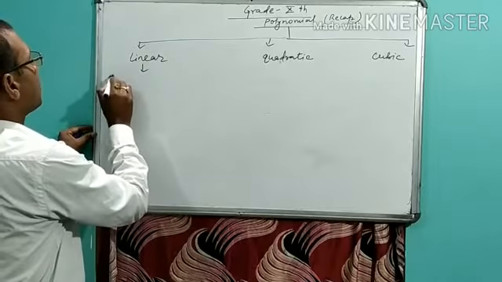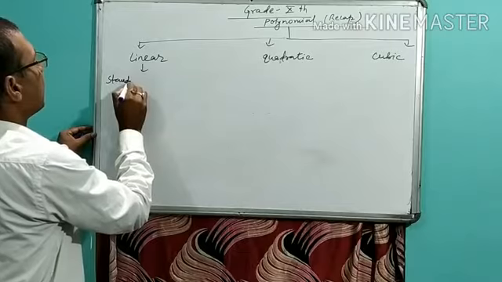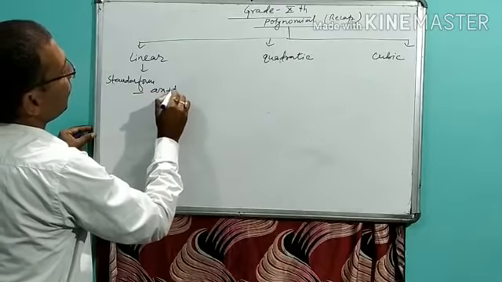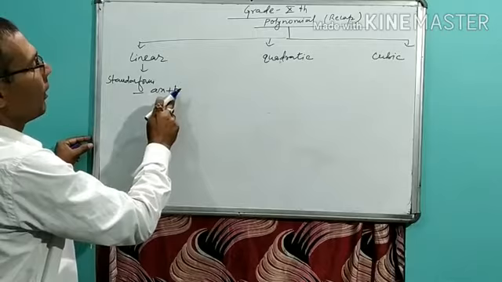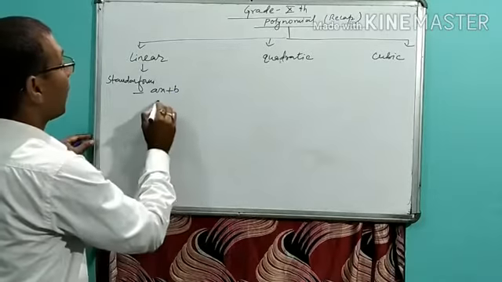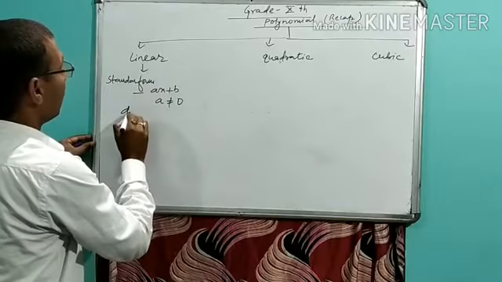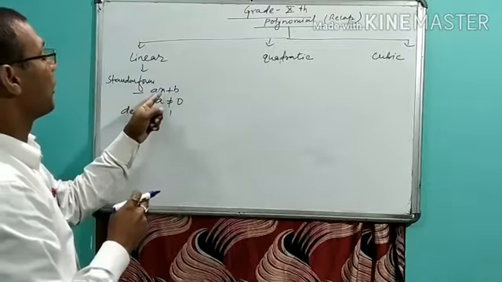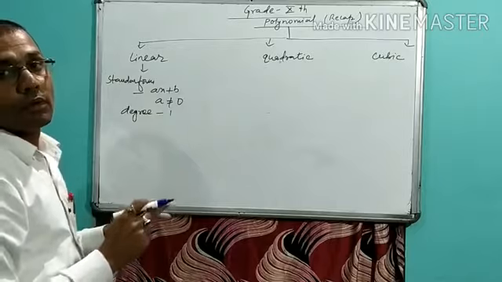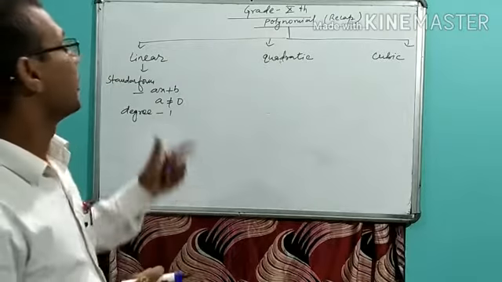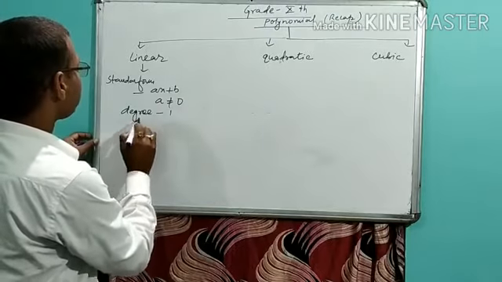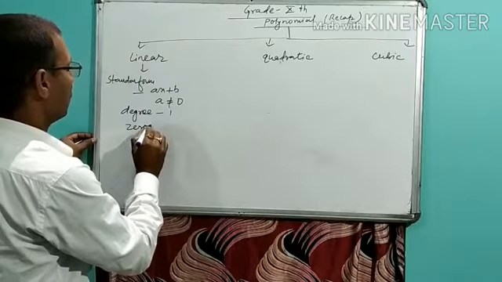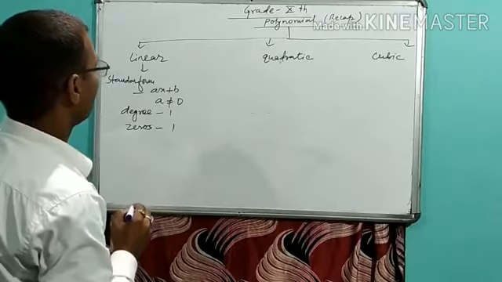Linear, standard form: ax plus b, where a and b are any real number and a is not equal to 0. About degree, the degree of the variable is 1. If the variable's degree is 1, certainly it is a linear and it has 1 root, zero. Zeros, 1.